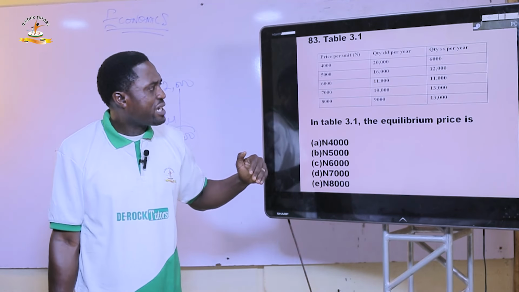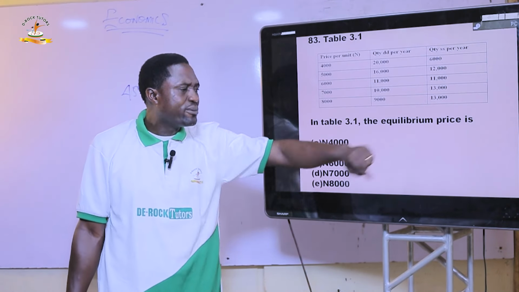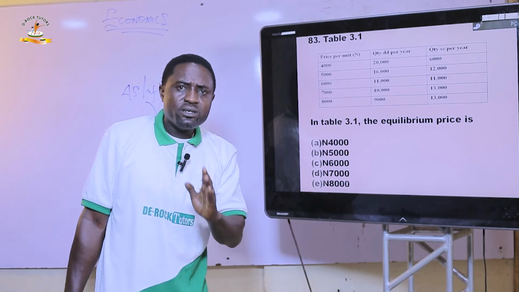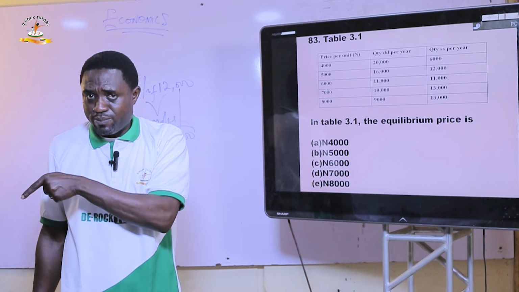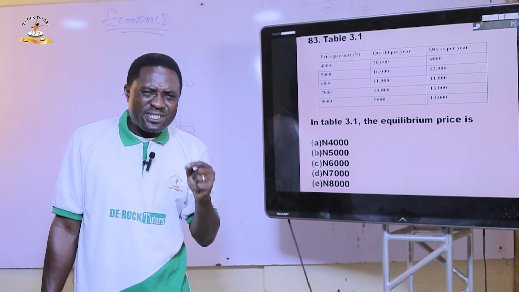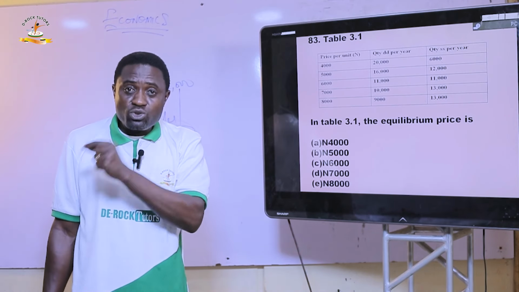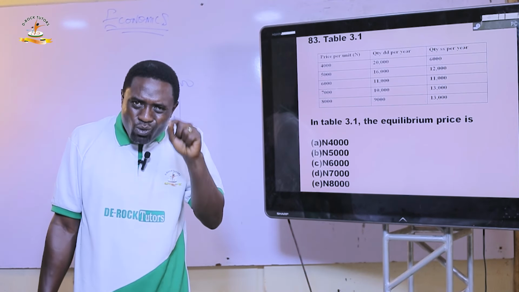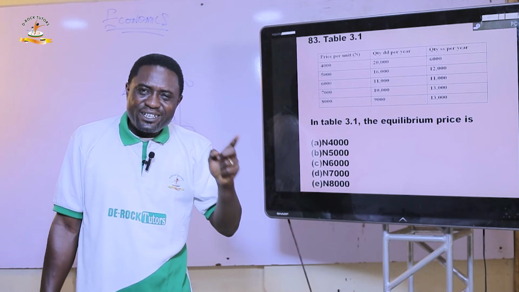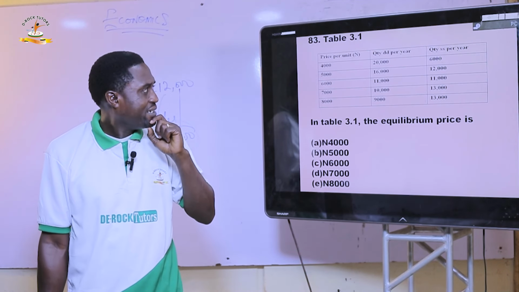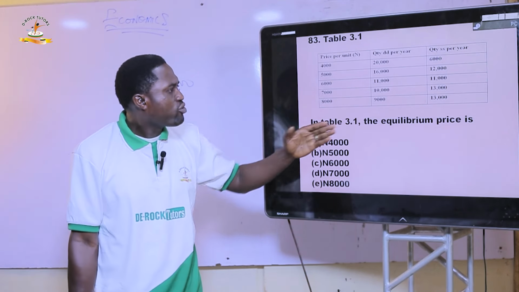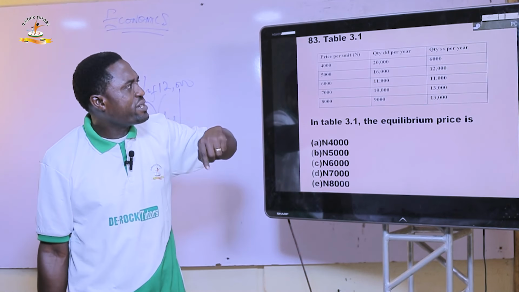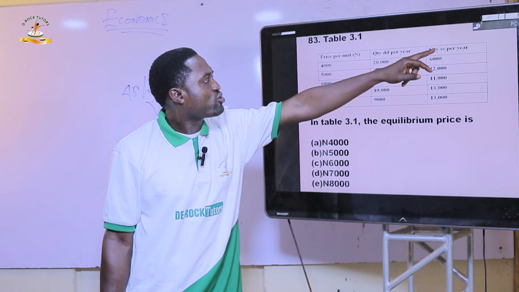This table, when you look at it, they said in table 3.1, the equilibrium price is what? Equilibrium price is the price at which the quantity demand equals the quantity supply. Equilibrium point is the point at which quantity demand equals quantity supply. Equilibrium quantity is that quantity where the quantity supply equals quantity demand. Now, from this table, equilibrium price is where the quantity demand equals quantity supply. This is quantity demand, this is quantity supply.